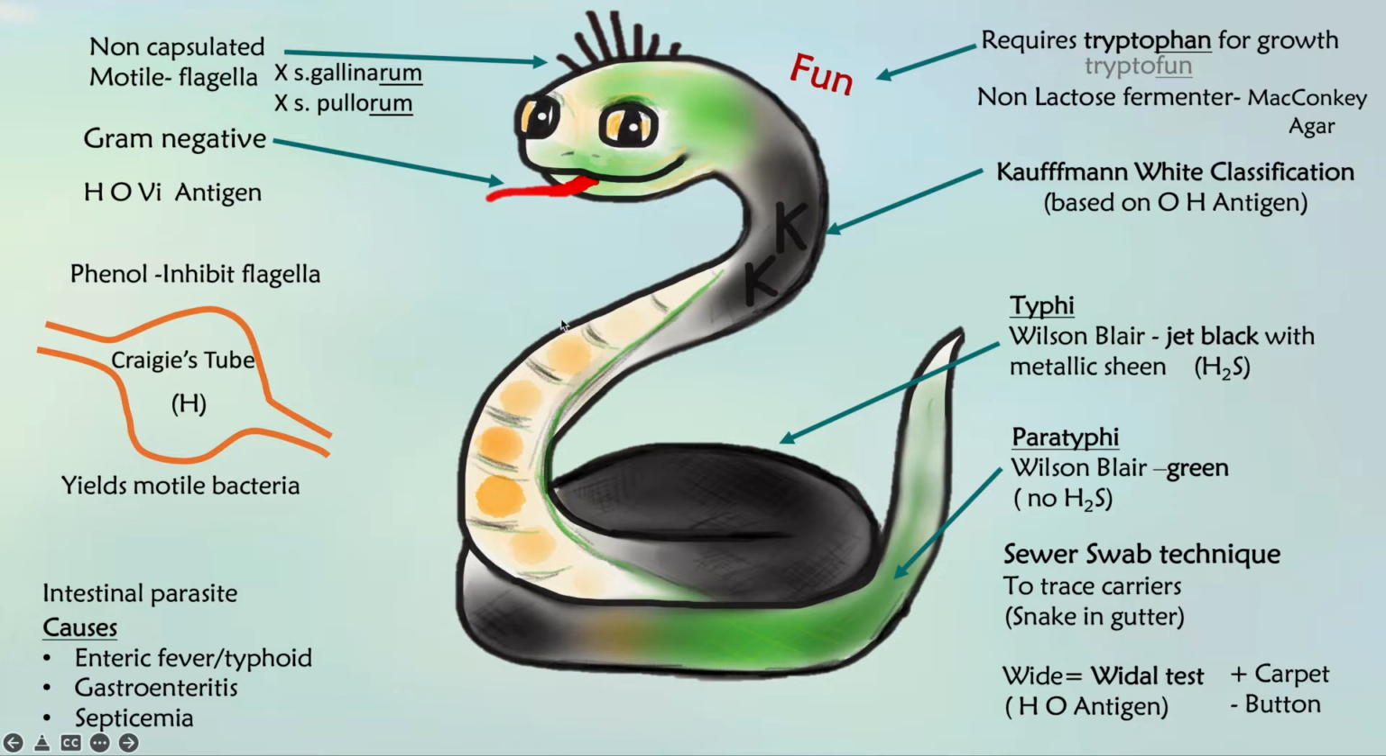So what do all these features mean? Because of the spikes coming out of his head, it is non-capsulated, which means that it cannot wear any cap. Salmonella, like any snake, is motile because it has flagella, except for these 2 species. These do not have flagella, therefore are not motile.